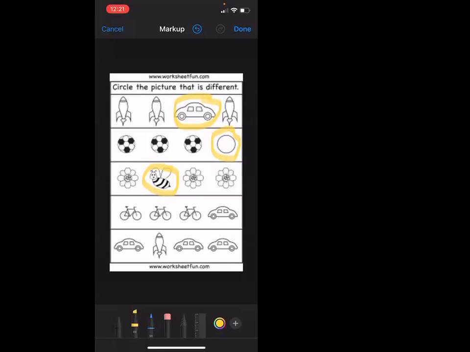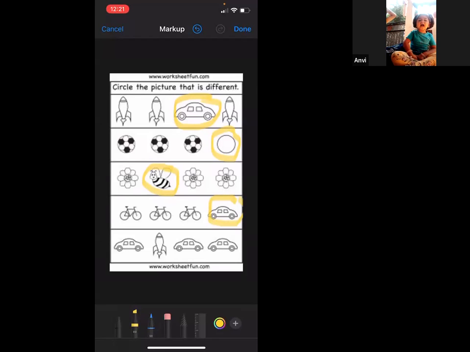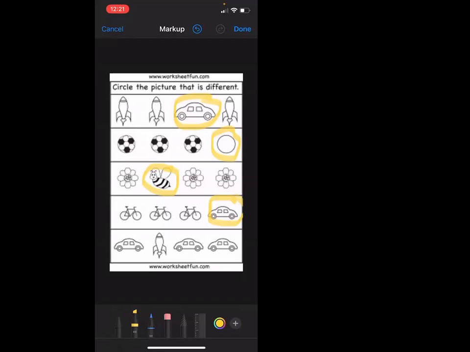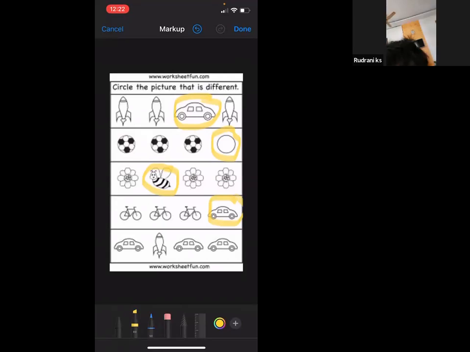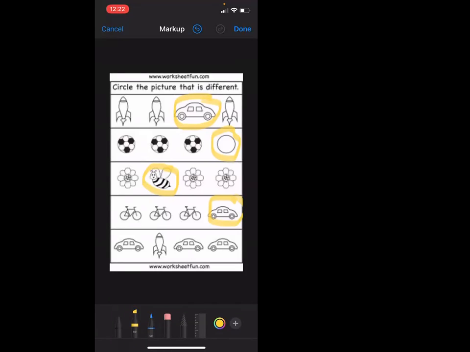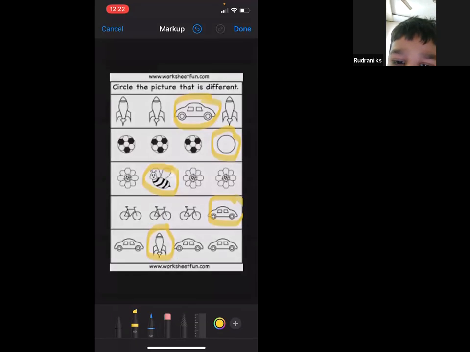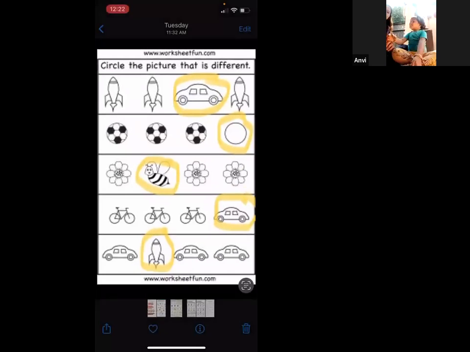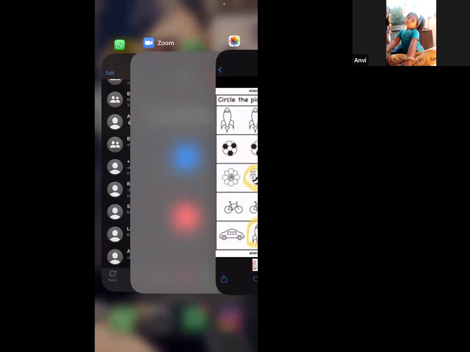Next is cycle, cycle, car. Car. Very good. Next is car, aeroplane, rocket, car, car. Yes, rocket. Aeroplane. Have you understood? Have you understood the concept?